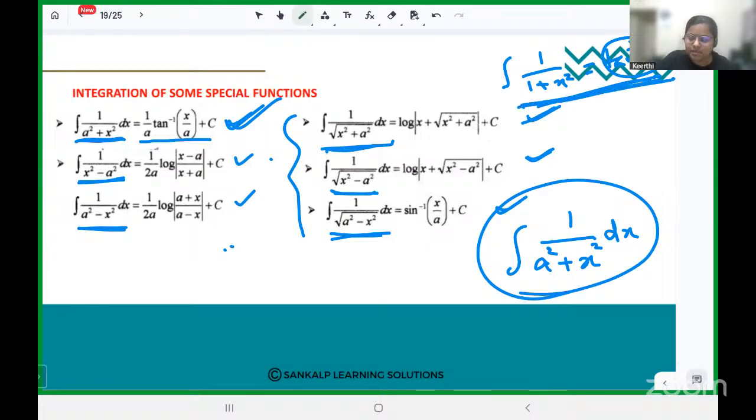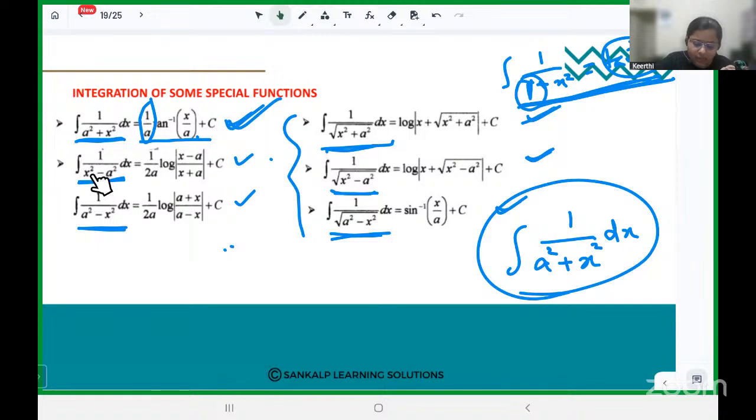You know 1 by 1 plus x square. In the place of 1, here it is a. So there is an extra thing 1 by a and there is x by a also. So integral of 1 by a square plus x square is 1 by a tan inverse of x by a plus c. Now you take the second one, it is integral 1 by x square minus a square into dx. So this one you can see that it is 1 by 2a log mod x minus a by x plus a plus c. You don't have to worry about thinking all these formulas. You just make some connection to memorize these formulas.